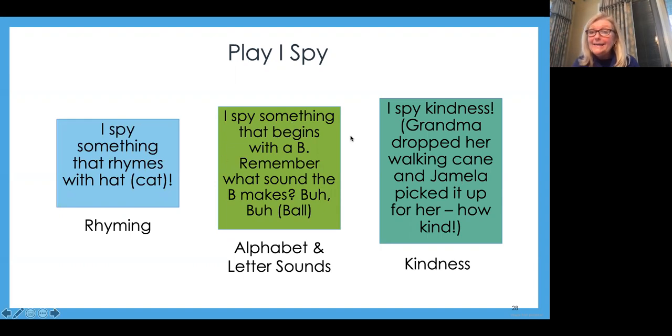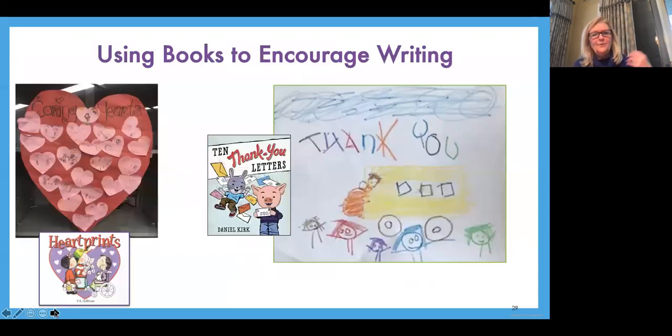Or kindness. I spy kindness. Grandma dropped her walking cane and Jamila picked it up for her. How kind. So we're making games out of things so there are more opportunities to practice. Then here's another one that you probably have ideas for also: what kinds of books do you use to encourage writing? So we talked about that.